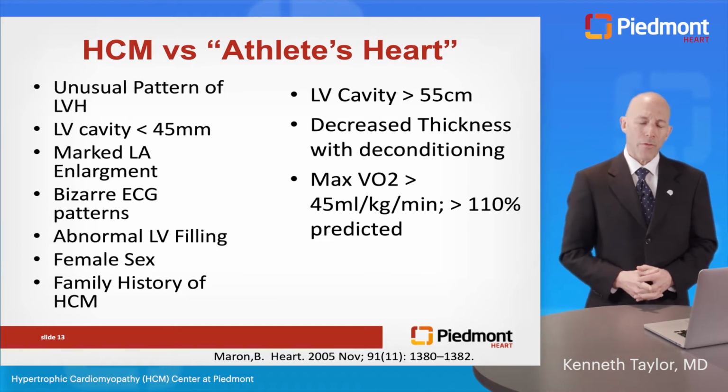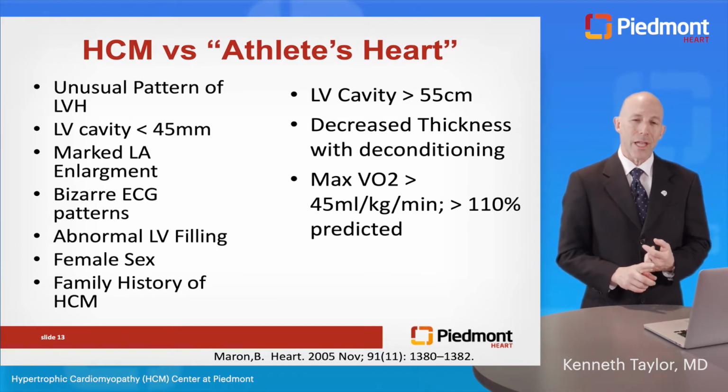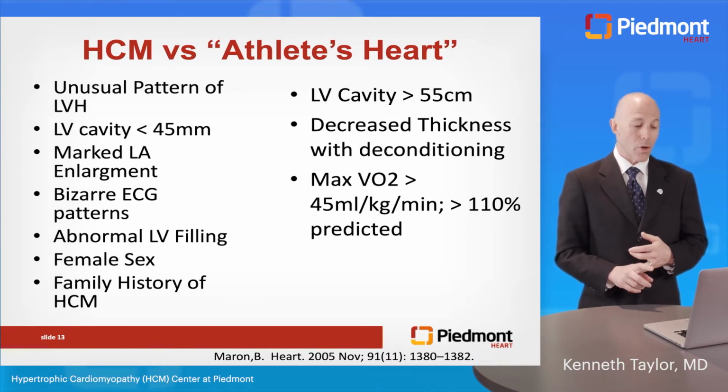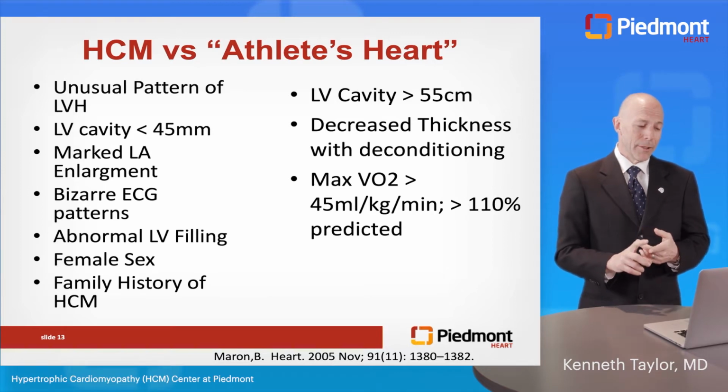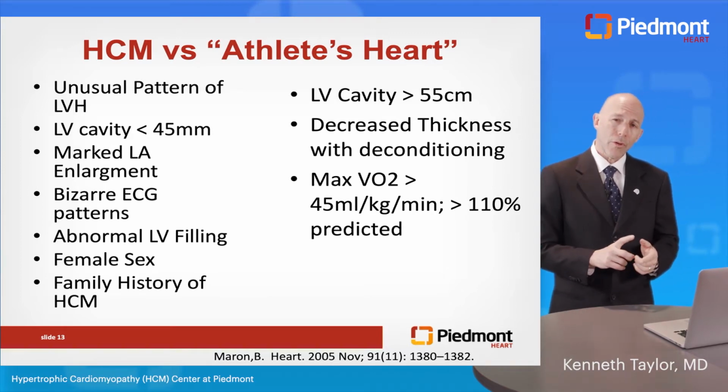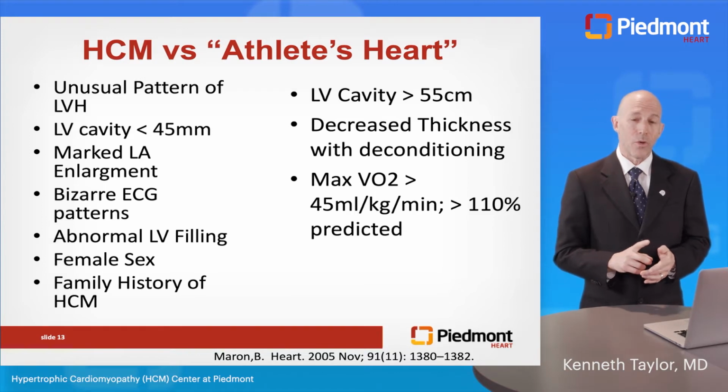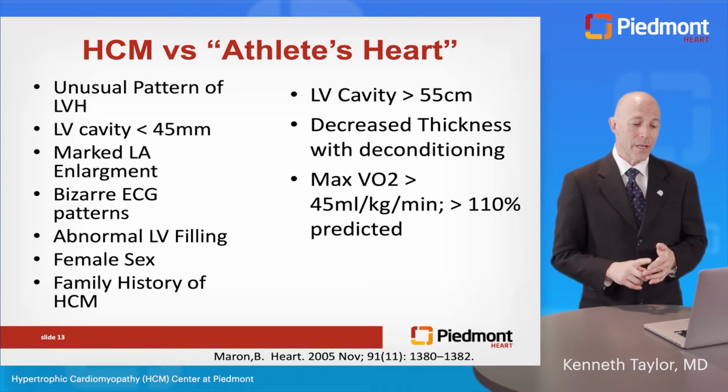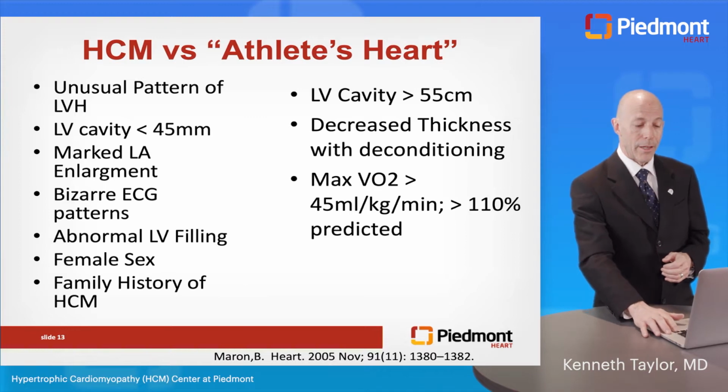Typically, patients with hypertrophic cardiomyopathy will tend to have slightly smaller cavities, more abnormal or bizarre EKGs, and are typically more likely to be symptomatic or have a family history. Athletes, on the other hand, will tend to have slight dilatation of their heart, will have less abnormal EKGs. If you decondition them, their thickness and cavity changes actually will change. And they're obviously athletes, so their VO2 maxes are usually very high.